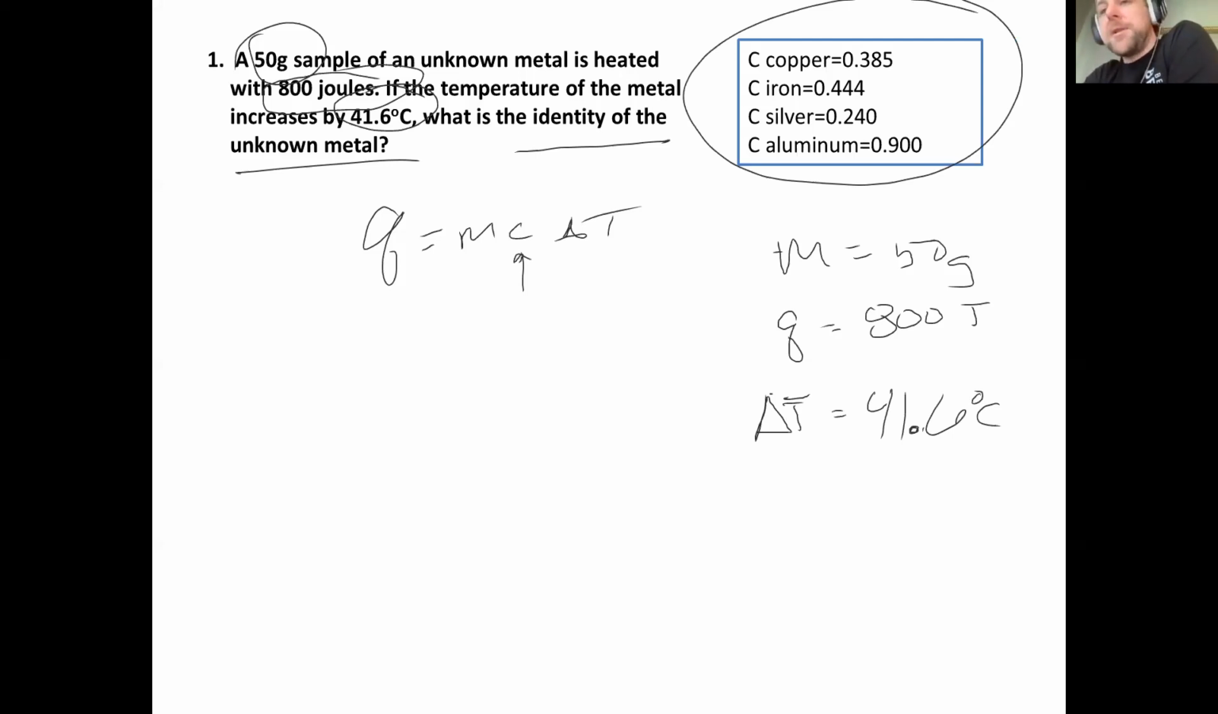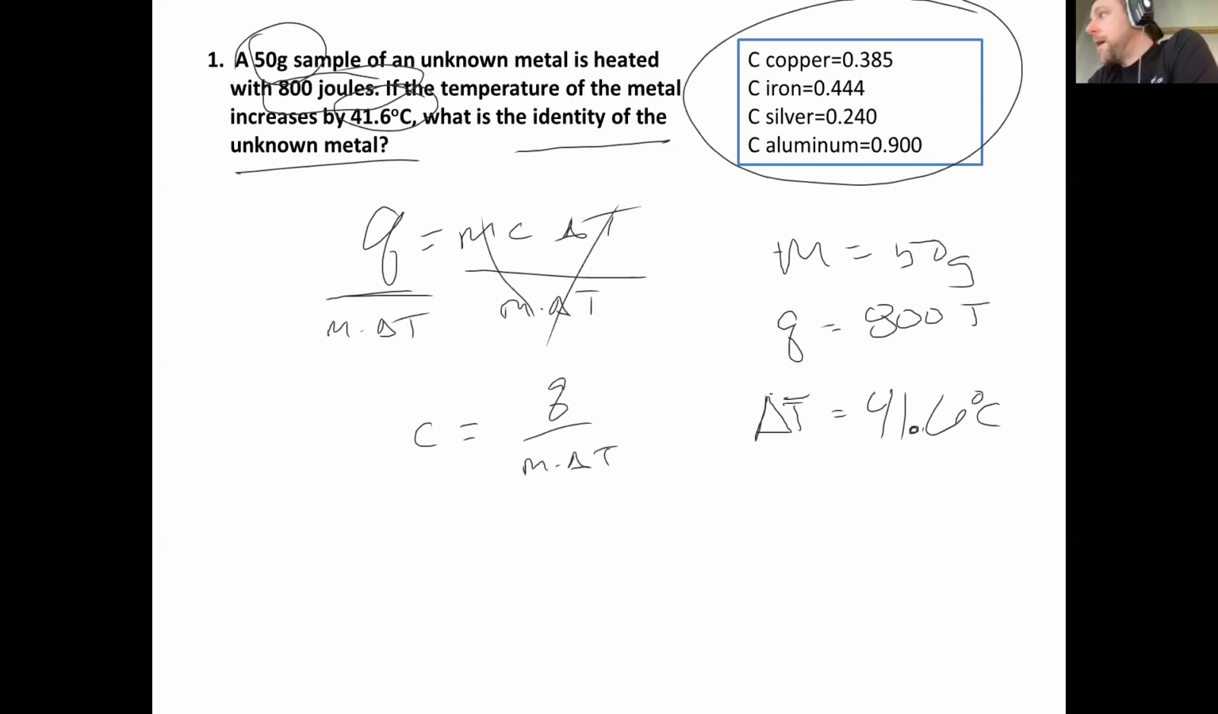One of the techniques I like to do is rearrange this equation as the letters before I substitute, and it minimizes some mistakes. So I can divide both sides by M delta T. If I divide both sides by M delta T, then I have C by itself on one side of the equal sign. On the other side, we're taking Q and dividing by mass and delta T. And then I'll just be able to substitute from there. 800 on top for the joules, the mass is 50, and the overall change in temperature was 41.6.